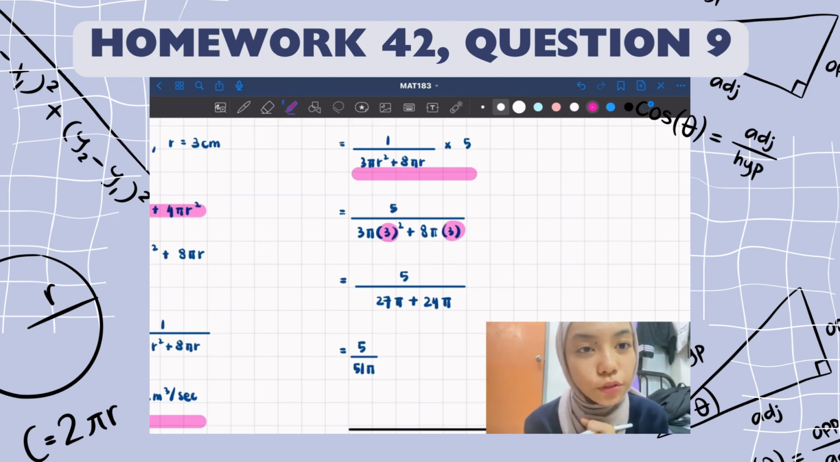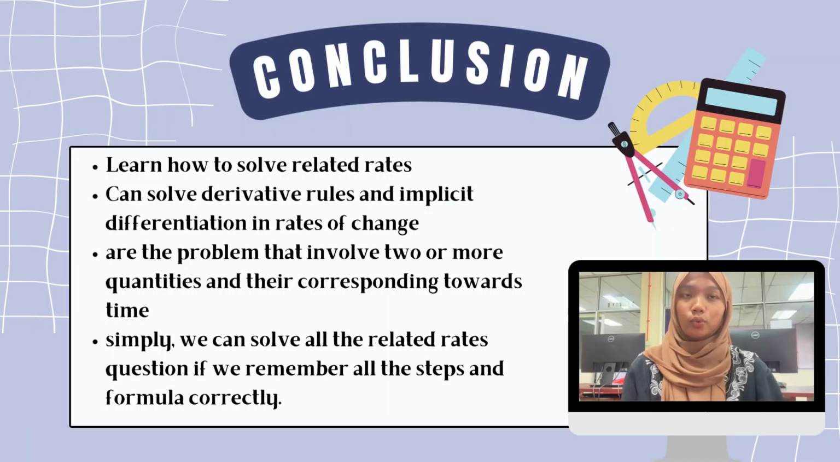So thank you. As for the conclusion, we learned how to solve related rates problems, and we can also apply derivative rules and implicit differentiation in rates of change. Also, related rates are problems that involve two or more quantities that correspond to time. Simply, we can solve all related rates questions if we remember all the steps and formulae correctly. That is all from us. Thank you.